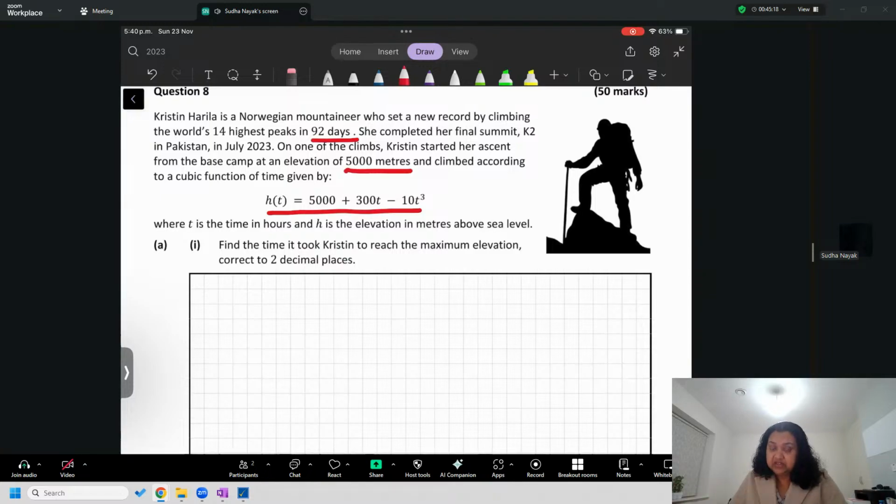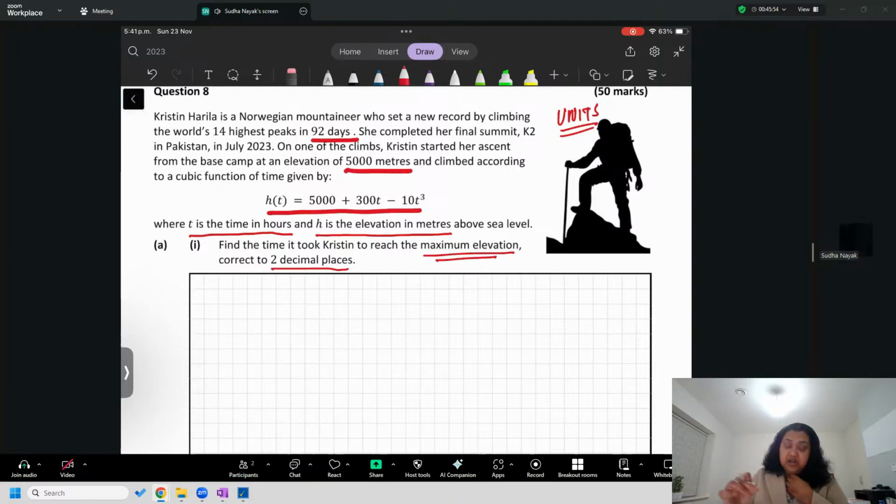Again, now the next thing I will do: where t is the time in hours. Okay, it's very important. t is the time in hours, and h is the elevation in meters. This is very important, because we might have to convert it from one unit to another. Now the first question. Find the time. Units are very, very important, otherwise the sum will go wrong. Find the time it took Christine to reach the maximum elevation. Correct to two decimal places.